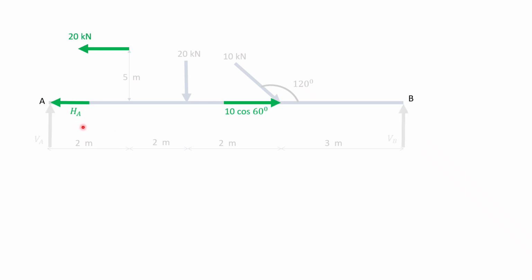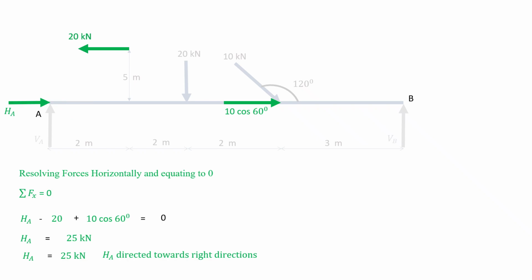Now, resolving forces horizontally and equating to 0. This is horizontal force HA directed towards positive x-axis. This is 10 cos 60 degrees directed towards positive x-axis. This is 20 kilonewton directed towards negative x-axis. So, HA is positive, 10 cos 60 is positive, and minus 20. Equated to 0. Calculating this, we get HA value.